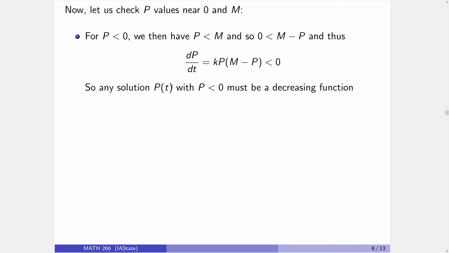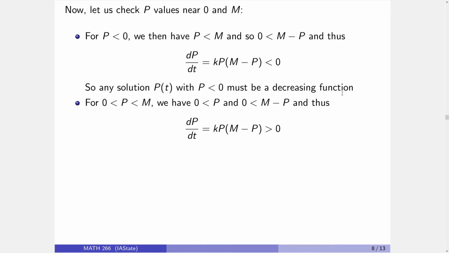Meaning that any solution whose outputs are less than 0 must be a decreasing function, right? The derivative is negative. So if we had a solution, and I know that the solution's outputs are less than 0, then it's got to be decreasing. And now note that I know that if my solution is less than 0 anywhere, it's less than 0 everywhere, because it's decreasing. So it never gets above 0, it always stays below.